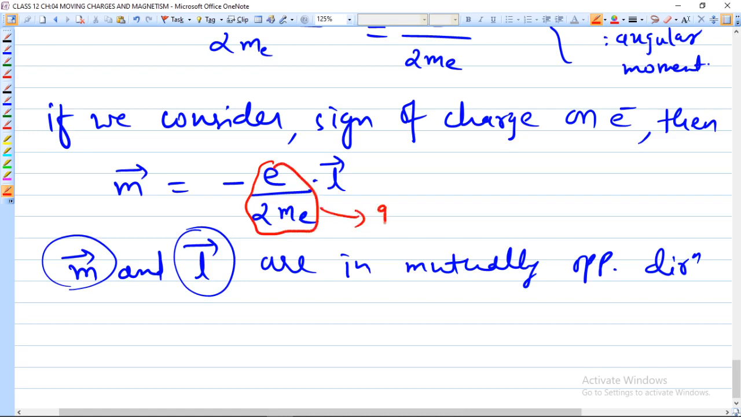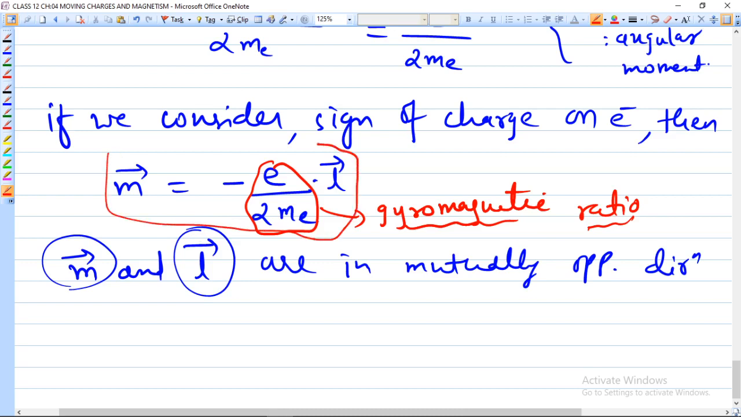And what is this e upon 2 m_e? It is called the gyromagnetic ratio. Clear? Okay. So here we conclude this lecture, and we discussed the magnetic moment as well as the example. Remember it well and try to practice it also. Okay. Thank you and namaskar.